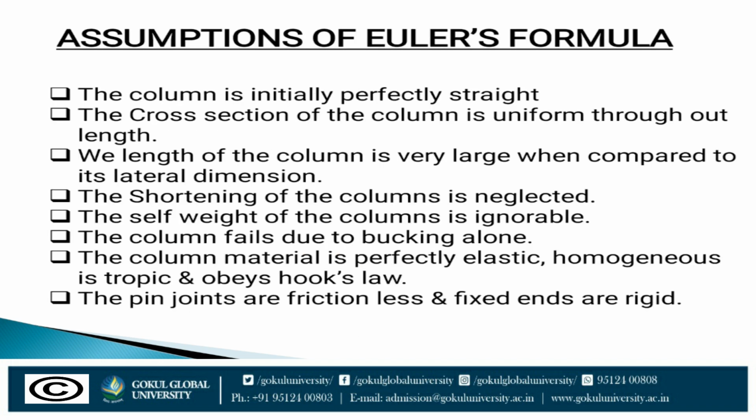Assumptions of Euler's formula. The column is initially perfectly straight. The cross section of the column is uniform throughout the length. The length of the column is very large compared to its lateral dimension. The shortening of the column is neglected. The self-weight of the column is ignorable. The column fails due to buckling alone.